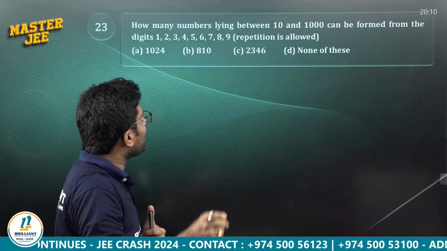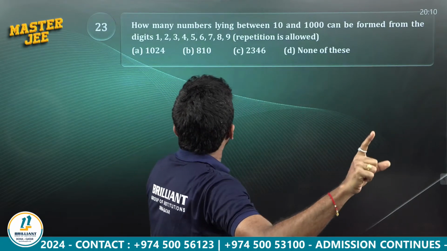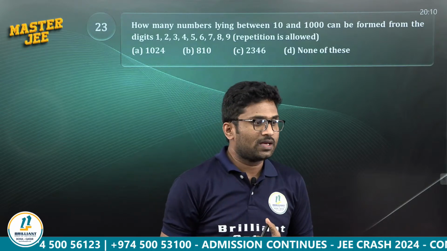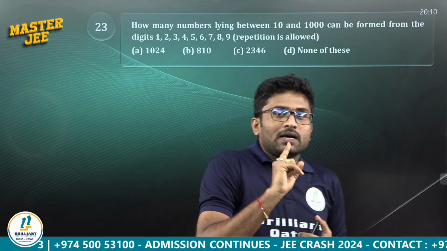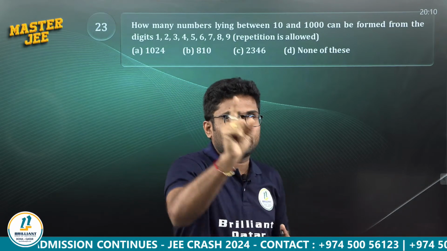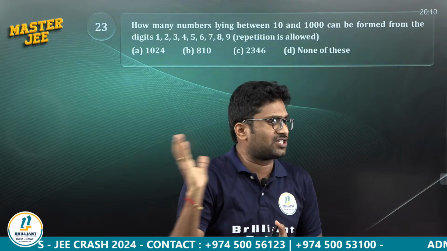How many numbers lying between 10 and 1000 can be formed from the digits 1, 2, 3, 4, 5, 6, 7, 8, 9? Repetition is allowed. Whether they give you repetition allowed or don't say anything, by default you are supposed to take repetition allowed. In maximum cases it means repetition allowed.